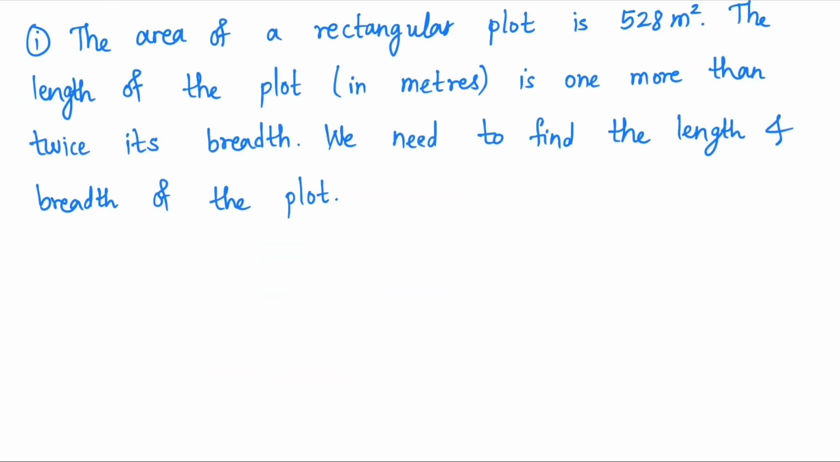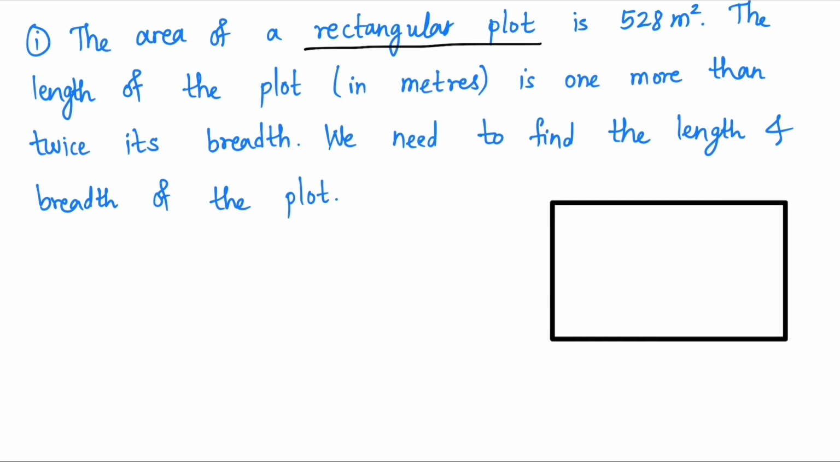So let's focus on the information that is given in the question. So in this problem we have given a rectangular plot. So let's draw a rectangle, and now the next information is about the length of the plot is 1 more than twice its breadth.